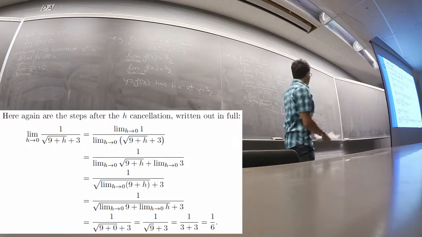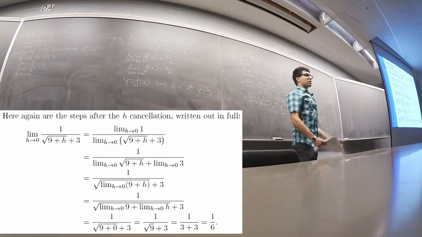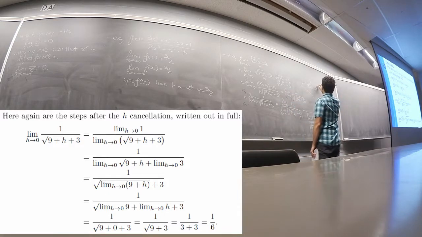Everything checks out. This guy was positive, good. This whole bottom bit was non-zero, good. And all the limits existed, good. The square root of 9 is 3. 1 over 3 plus 3, 1 over 6.